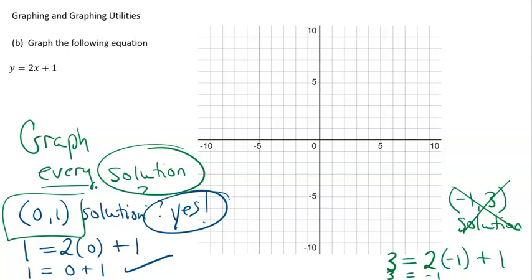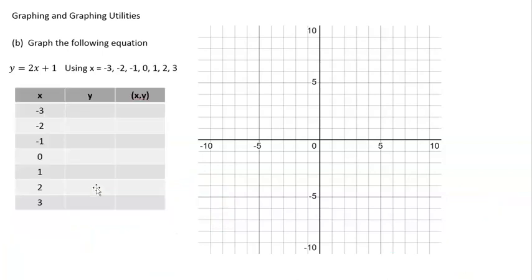Okay, so how can we do this? Well, this brings me to something called a T-table. Now, a T-table is named traditionally because it makes a T like this, and you have a column for X and a column for Y. I'm making this a little bit bigger, more like an H table, right? Because I'm putting an extra column over here for the ordered pair written together.